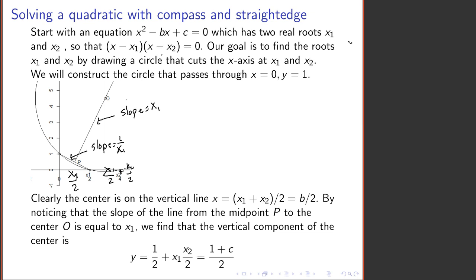And now we're pretty much set, because if the slope of the line joining P to O is x1, then the change in y values, which is y minus 1/2, if I denote the vertical coordinate of that point by y, is going to equal the slope, which is x1, times the change in the x-coordinates. X goes from x1 over 2 at P to x1 over 2 plus x2 over 2 on that long vertical line. So the change in x values is x2 over 2, and I have found the y-coordinate of the center of the circle. It's 1/2 plus x1 times x2 over 2, but we agreed x1 times x2 is the product of the two roots and is therefore equal to the constant c in our quadratic equation.